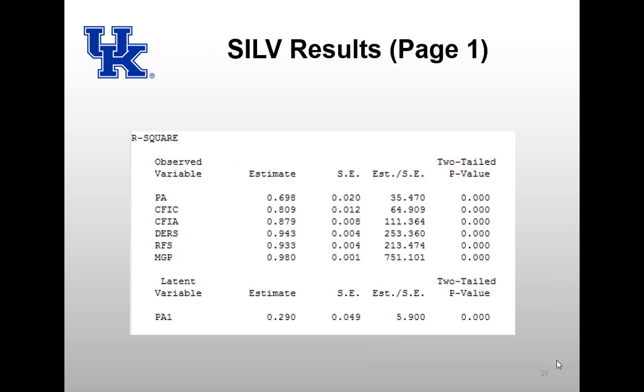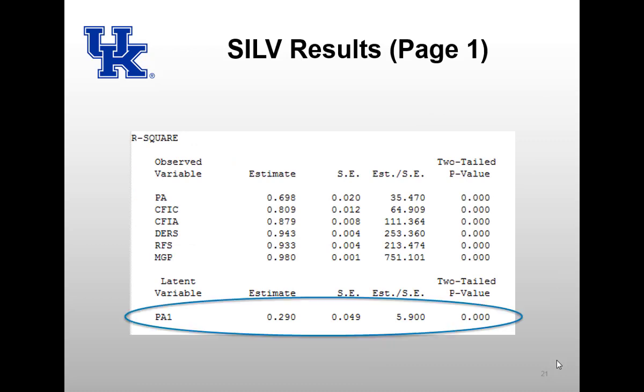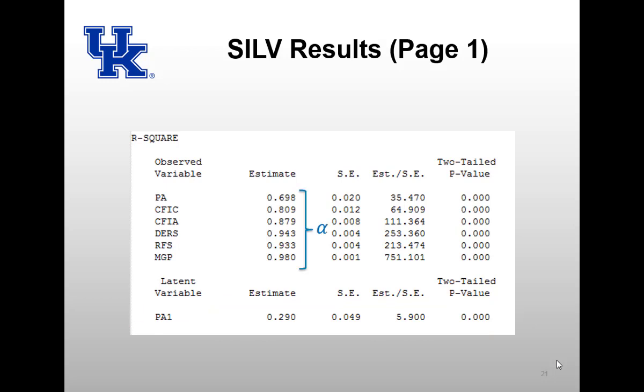So here are the results from that analysis, and a little bit different from the results for the first analysis with observed variables. R squared is a bit higher, and one thing you'll see under the R squared part of the output is all the observed variables, PA through MGP, they have an R squared. This is the amount of explained variance, and these are exactly equal to the alphas. Okay, so how much of the variability is explained inside the model? That's alpha.